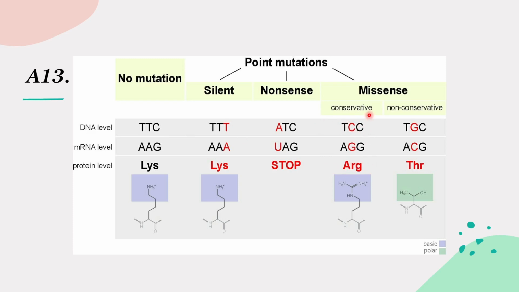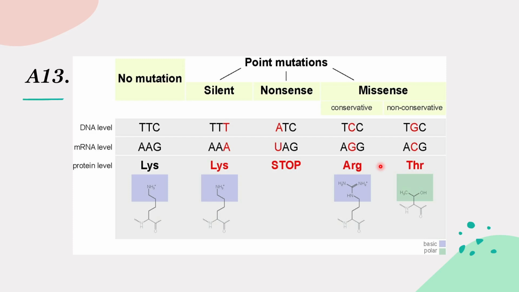Why is it said to be conservative and non-conservative? Because if a missense mutation, for example this TCC or AGG, codes for one basic amino acid, it might after mutation also code for another basic amino acid. It means the basicity or acidity is not changing. That's why it's called conservative. The basicity or acidity is maintained.